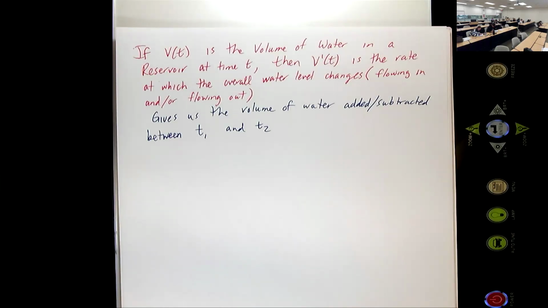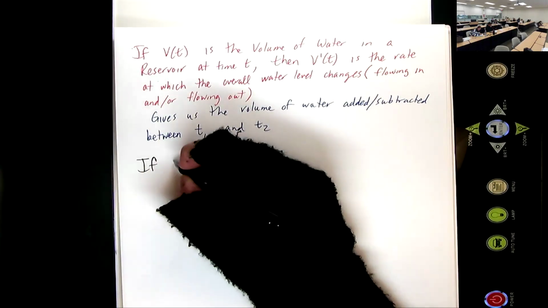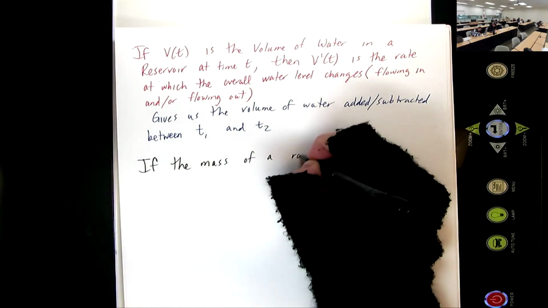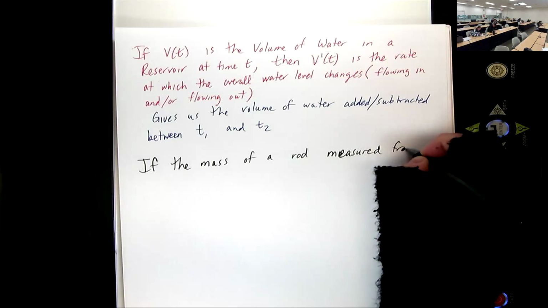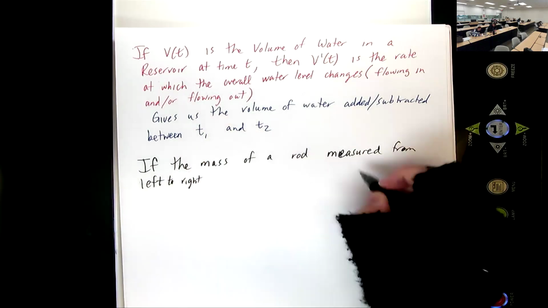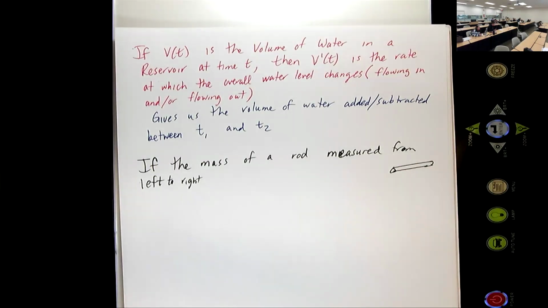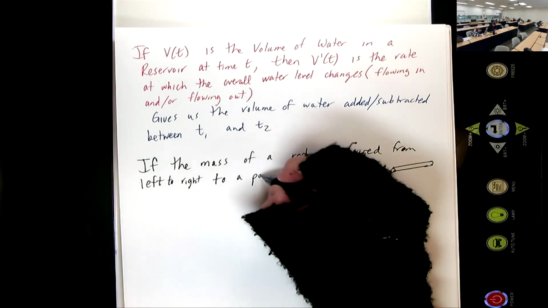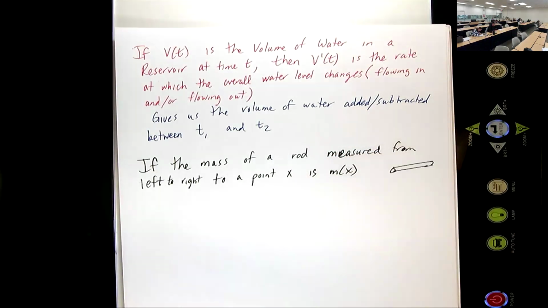Other things that pop up, the more in physics. This shows up in differential equations and stuff. The mass of a rod, measured from left to right. Then we've got some rod, it's just a bar. If it's measured from left to right to a point x, the mass is m of x, so m is going to represent the mass function.